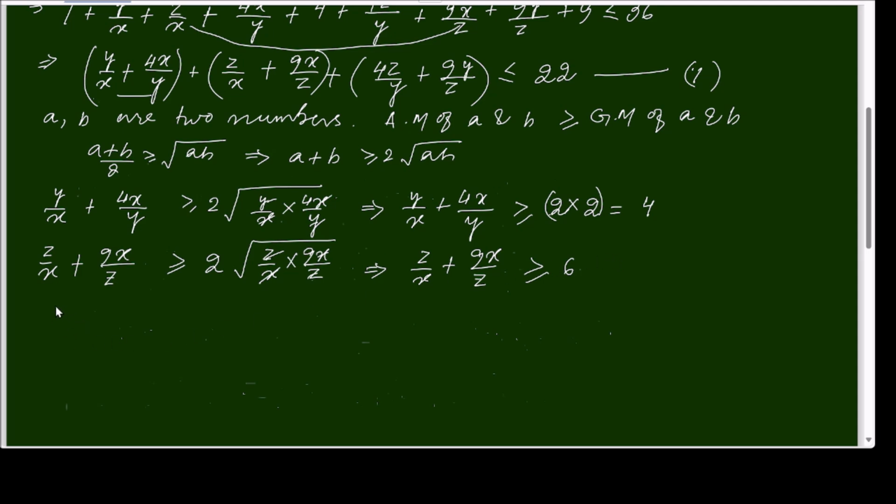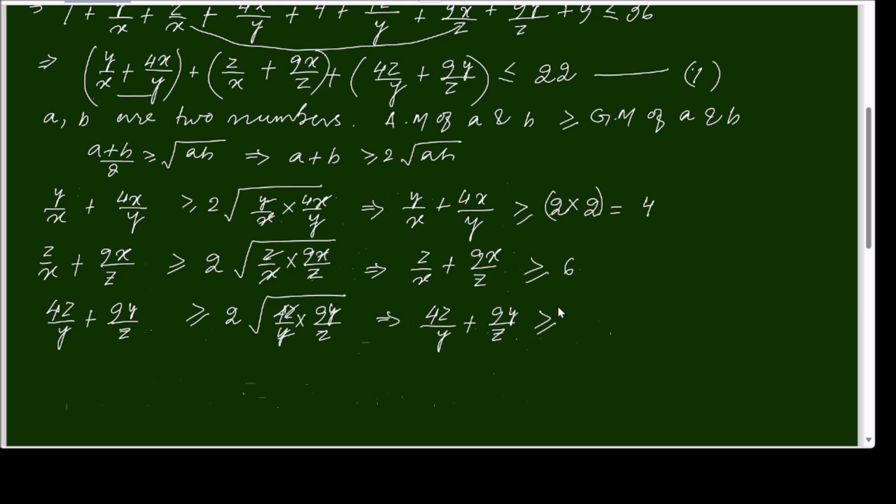And the third pair, 4z over y plus 9y over z is greater than or equal to 2 times square root of 4z over y multiplied by 9y over z. Here z cancels, y cancels. So this implies that 4z by y plus 9y over z is greater than or equal to 2 times square root of 36, which is 2 times 6, it will be 12. So this, let us name as 2.